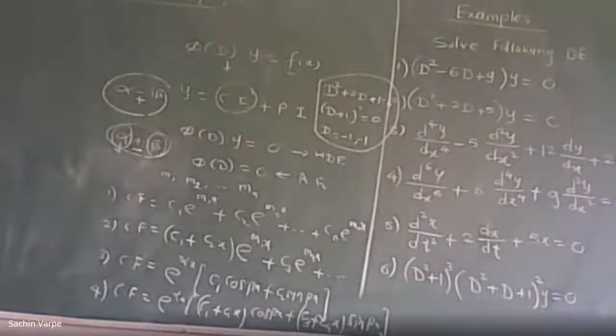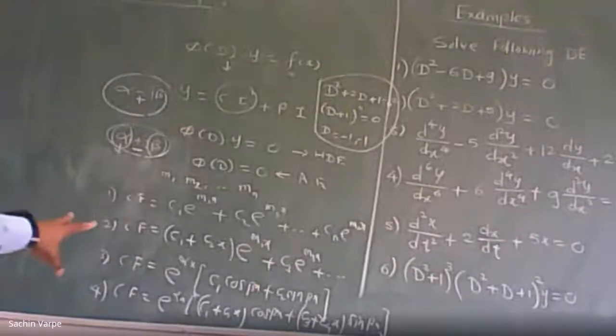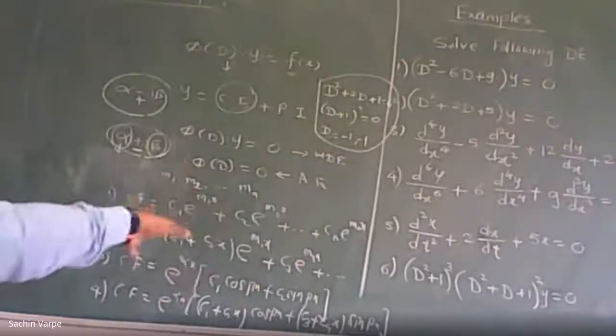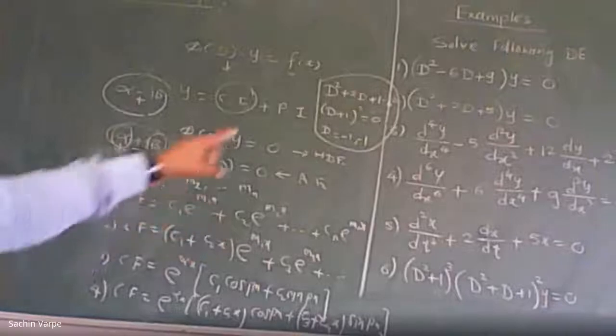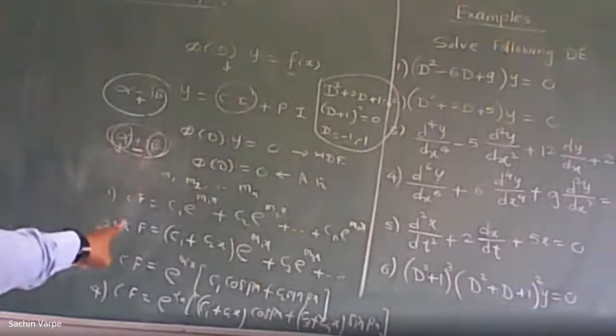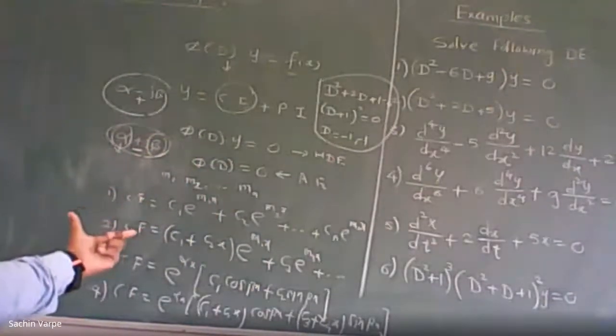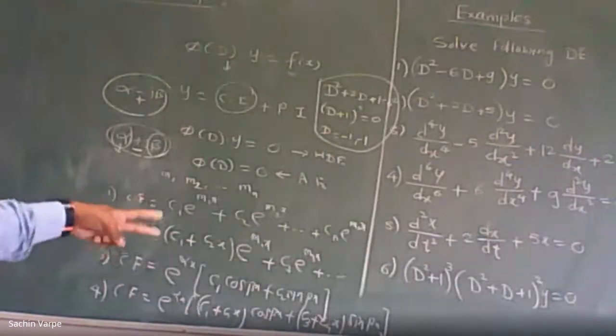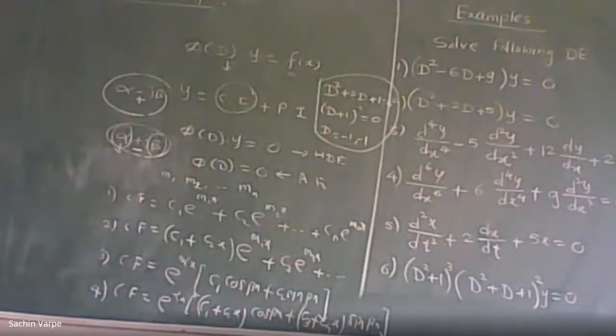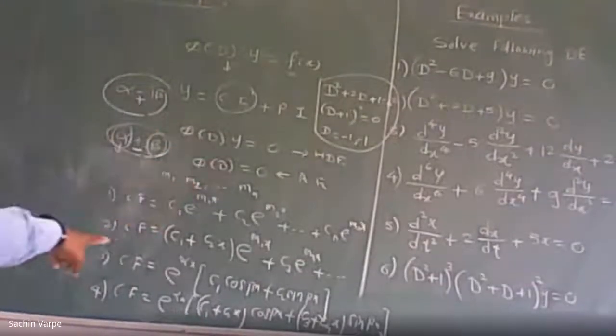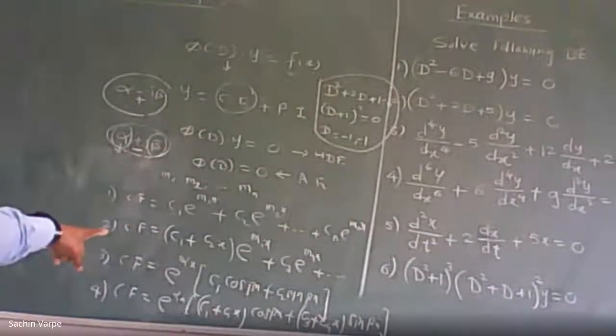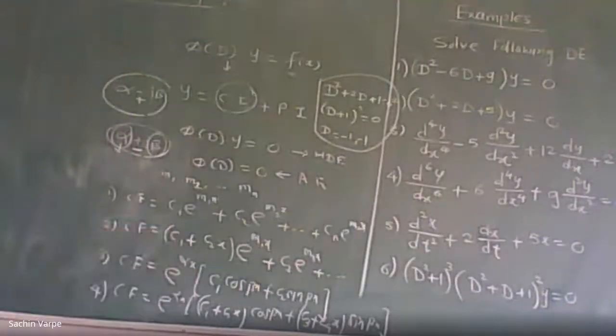Exactly, because the roots are repeated. So we have to consider the polynomial like c1 plus c2x plus c3x square and so on according to the repeated root. So here the roots are repeated twice, so we have to consider two arbitrary constants in the bracket, right? So c1 plus c2x e to the power m1x. Okay, thank you, Neha. That is correct. So I hope Kritika has cleared the doubt that if the roots are repeated, then the complementary function will be c1 plus c2x e to the power minus x. Okay? Yes, sir. Okay, fine.